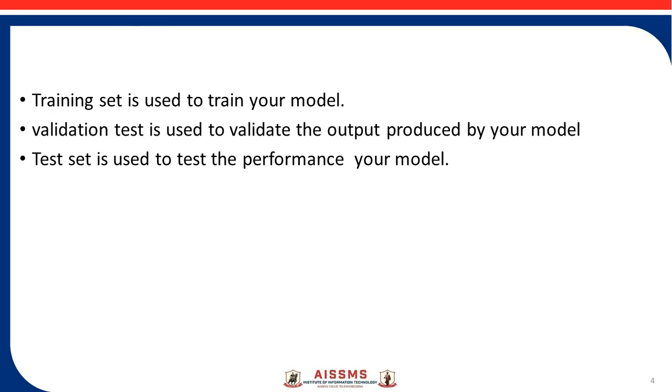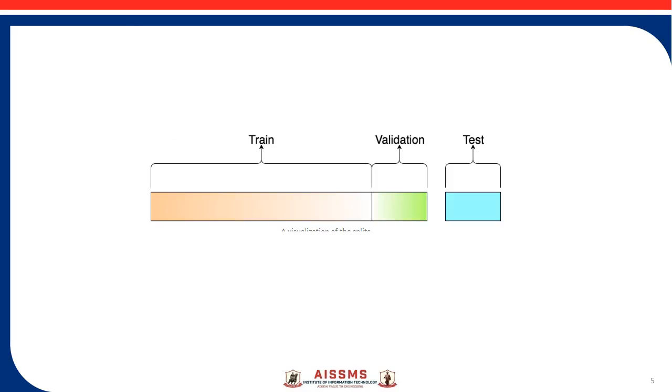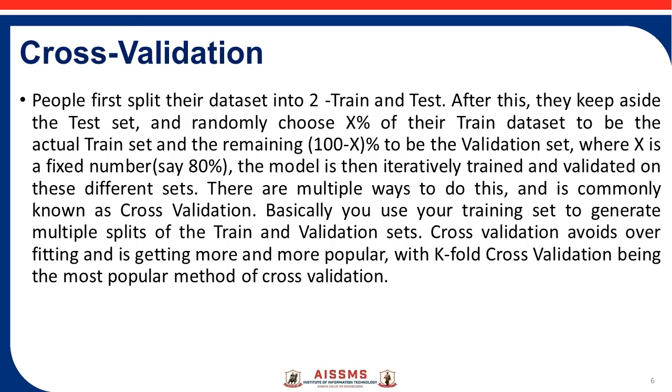So the training set is used to train your model, the validation set is used to validate the output produced by your model, and the test set is used to test the performance of your model. This diagram shows the parts of the training dataset, validation dataset and test dataset if we are considering the whole dataset.